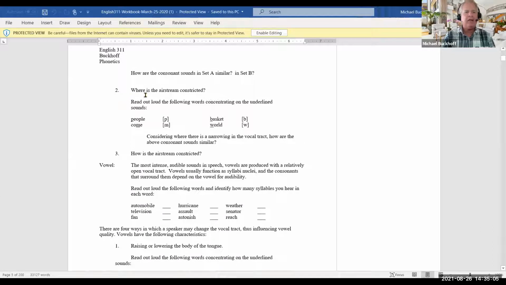The next characteristic of a consonant sound is, where is the air stream constricted? Is it in the lips? Is it inside the mouth somewhere? Where is that narrowing of the vocal tract? So let's take a look at some examples here, see if we can figure it out.